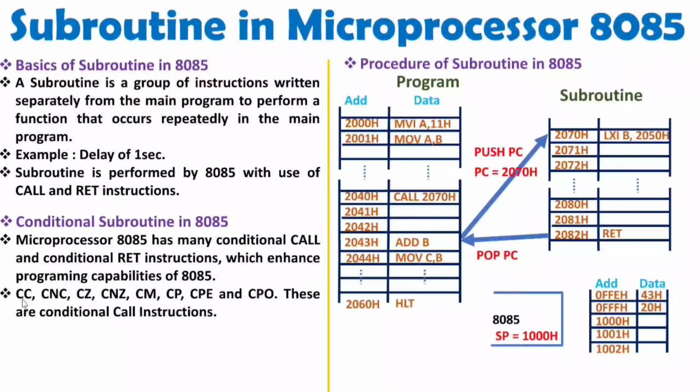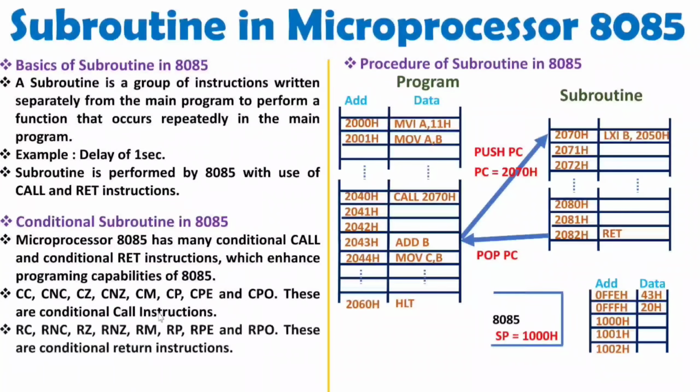CC means call if carry. So if carry is there, then the call will get executed. CNC means call if no carry. So if carry is not there, in that case the call should get executed. CZ means call if zero. CNZ means call if not zero. CM means call if minus. For that we need to see the D7 bit of the flag register. CP means call if positive. CPE means call if parity is even, and CPO means call if parity is odd. So that is how conditional call instructions are there.